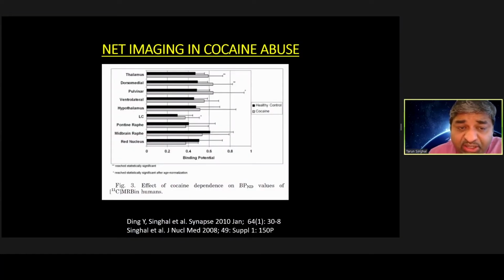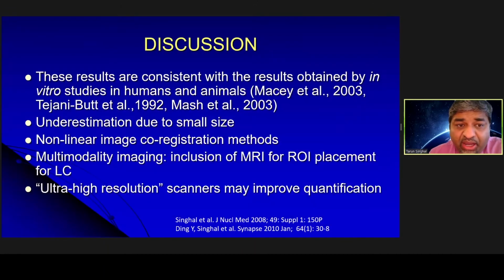We've shown that the HRRT could be used to identify differences between healthy controls and patients who suffered from cocaine abuse in these small structures, including thalamic subnuclei, locus ceruleus, and the thalamus itself. And we concluded that these results were consistent with the results obtained on neuropathological studies in humans and animals.